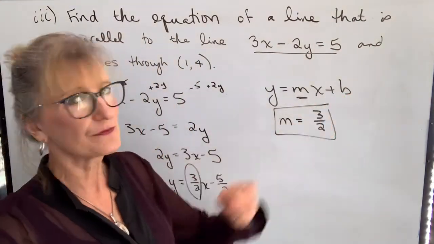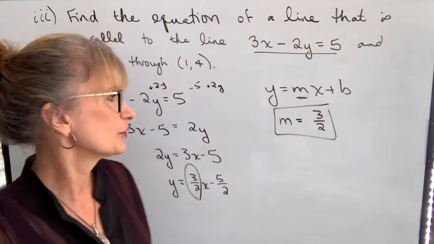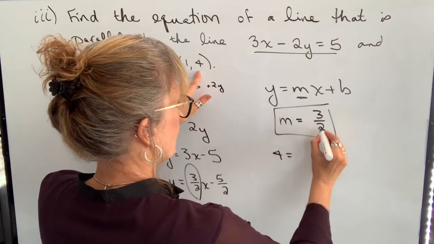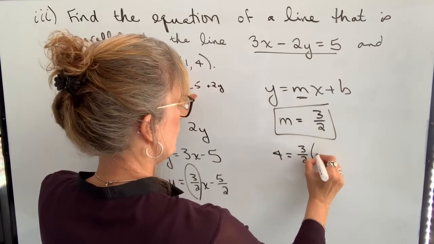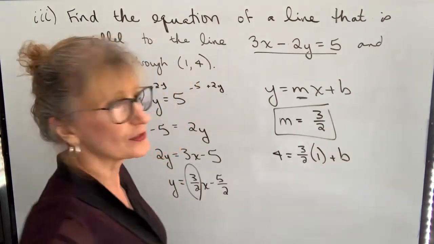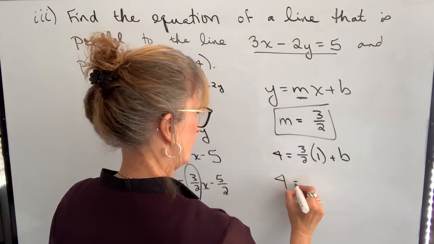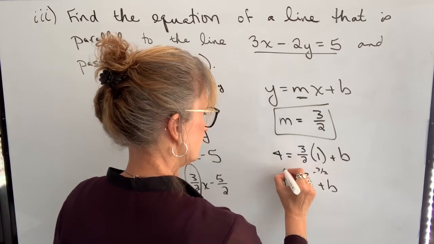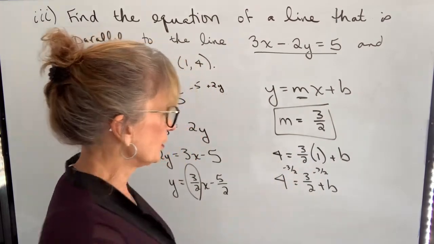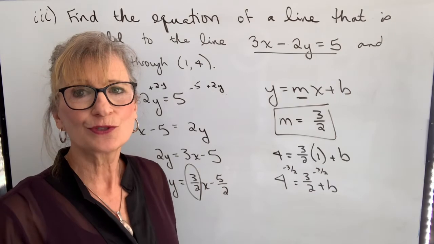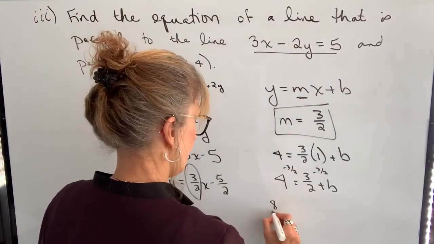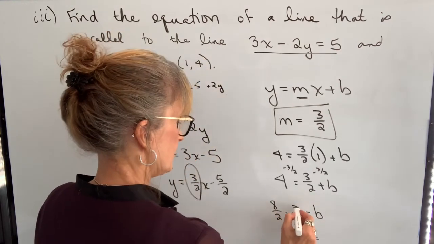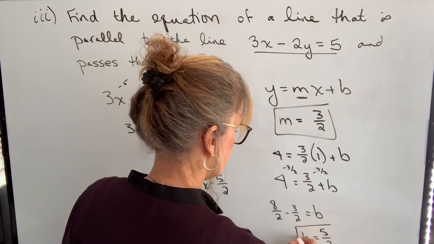Okay. All I need to do is find b if I'm going to use this form to find my equation, which I'll do. So my y value is 4, m is 3/2, the x value is 1, and I need to solve for b. When I'm solving for b, I'm going to subtract a 3/2 from both sides. I need a common denominator to subtract. 4 is equal to 8/2. So that would be 8/2 minus 3/2 equals b. 8 minus 3 is 5, so b is equal to 5/2.